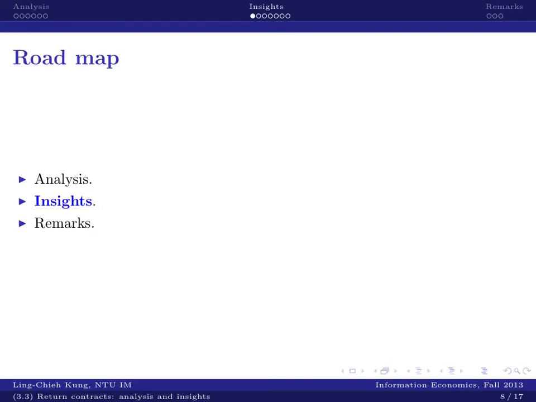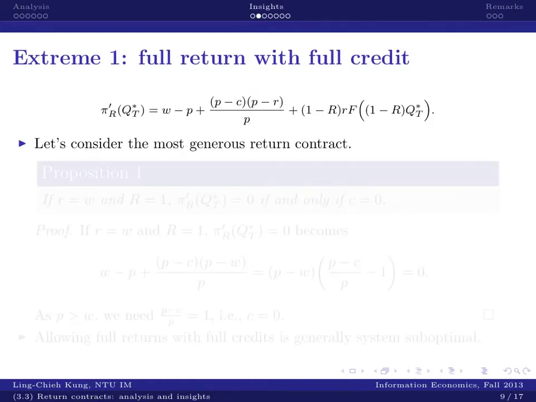Given all those analyses, now we get to the final conclusions of this paper. We call them insights, and later you will see why we say they are insights. Let's consider the first extreme case. The first extreme case is the most generous situation. Let's assume the manufacturer is going to offer full returns with full credits. Let's see in this case whether it is possible to make the retailer order QT star.